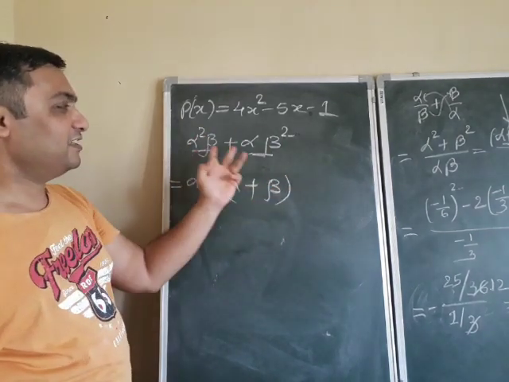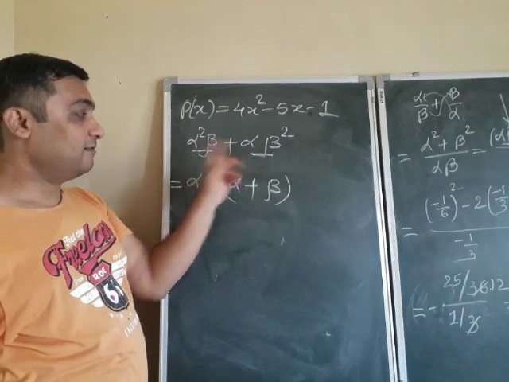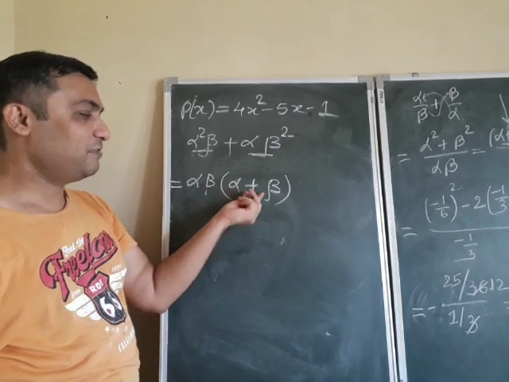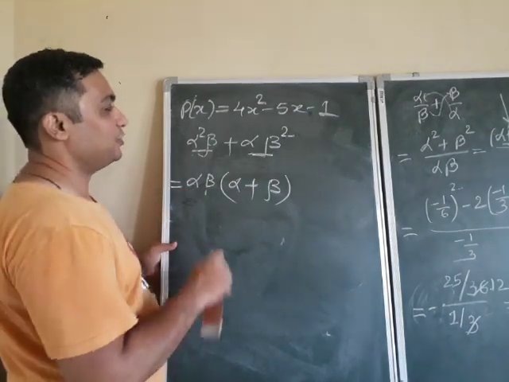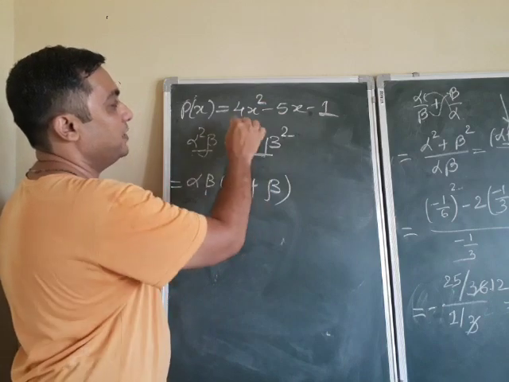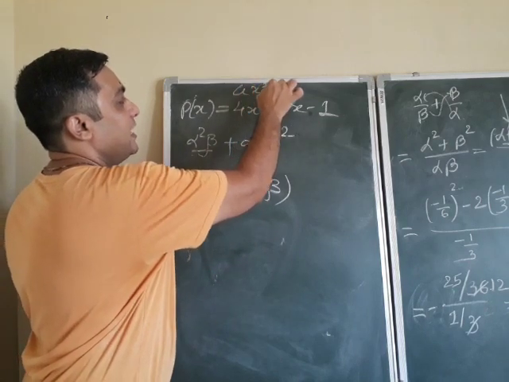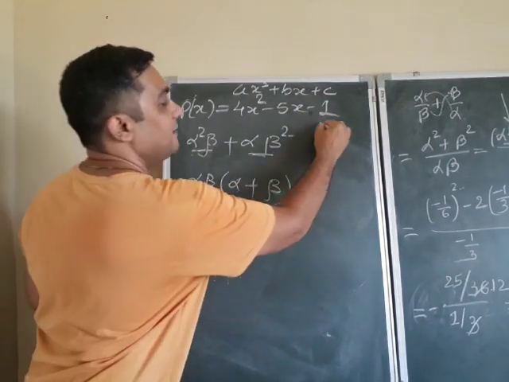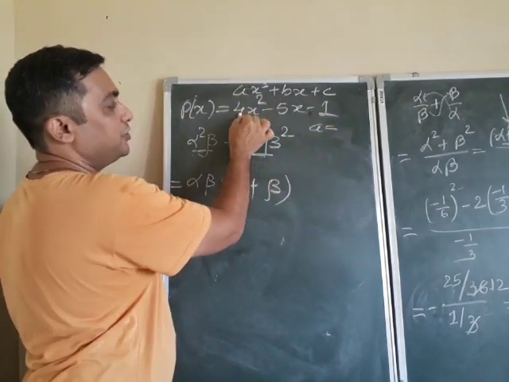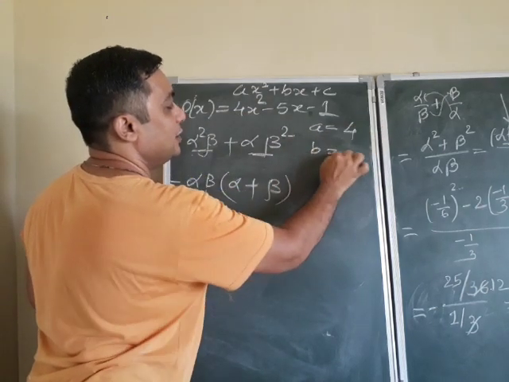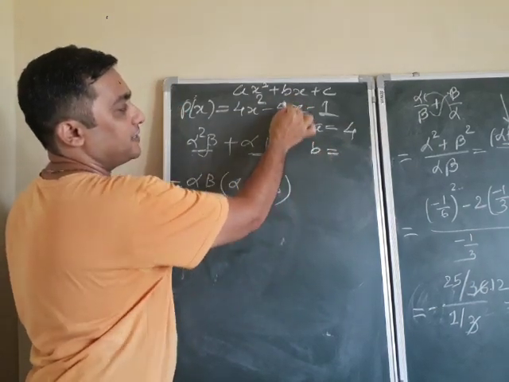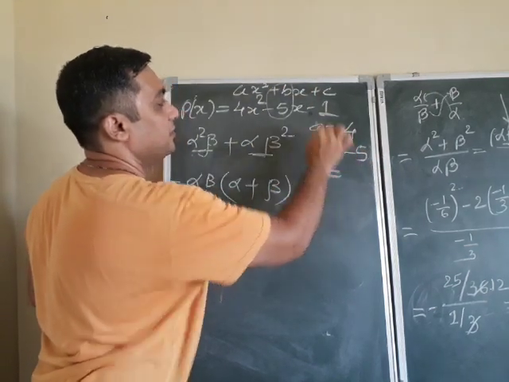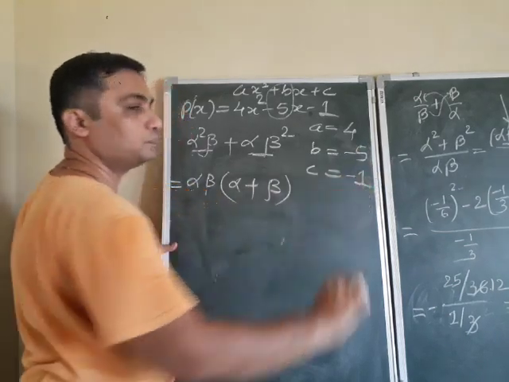So see, the thing which you require is converted in terms of alpha into beta and alpha plus beta. And this is very easy to get. So see what I can do. This quadratic polynomial you can compare with ax square plus bx plus c. So you will get the value of a, the x square coefficient, 4. You will get the value of b, b means the coefficient of x, so this is your b, minus 5. And at the same time c, c is minus 1. Clear?